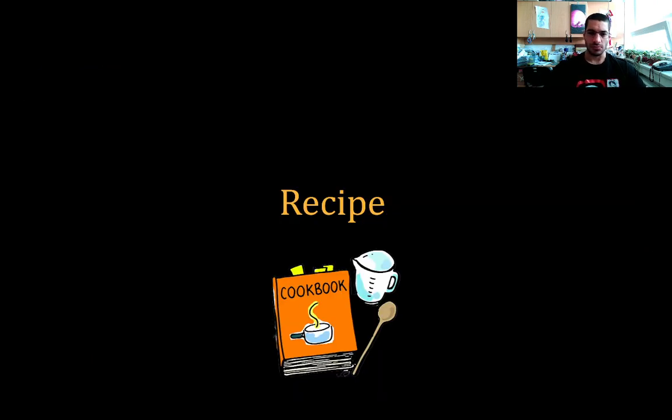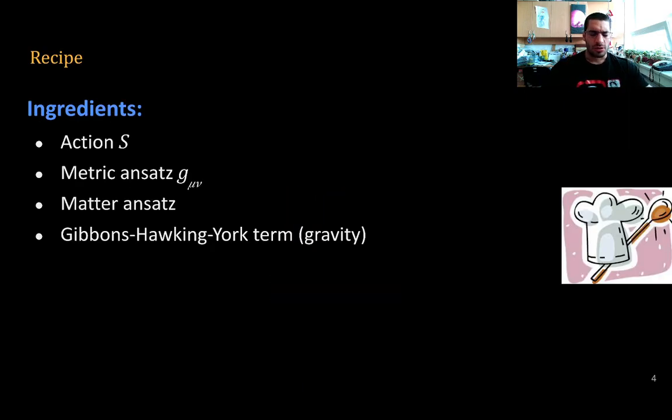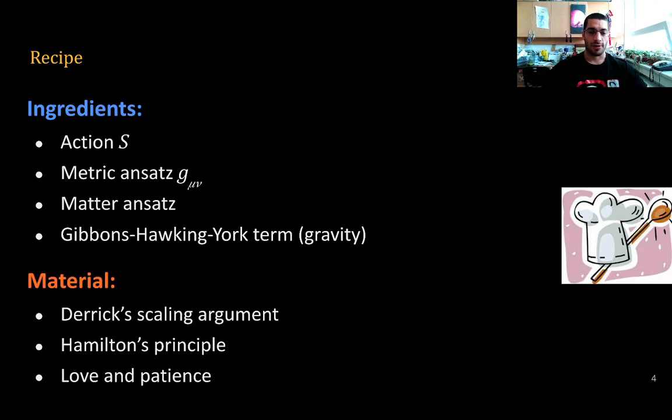So, let us study our recipe. First, we need to show the ingredients. We will consider the action of your model, a metric and matter ansatz, and for the case of gravity, the Gibbons-Hawking-York term. For the method, we'll consider Derrick's scaling argument, Hamilton's principle, and like all good recipes, a lot of love and patience. And our recipe goes as follows.